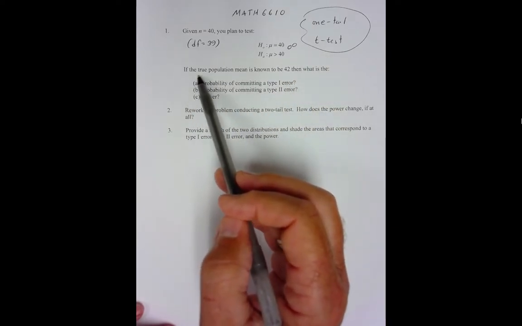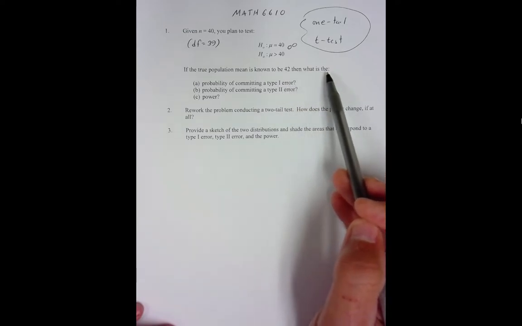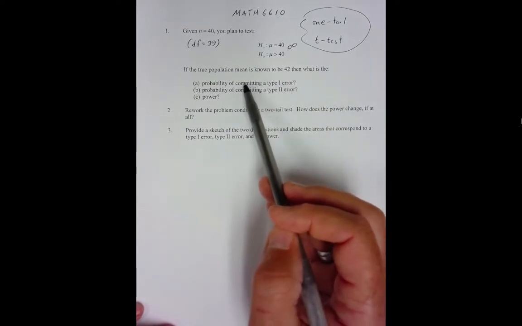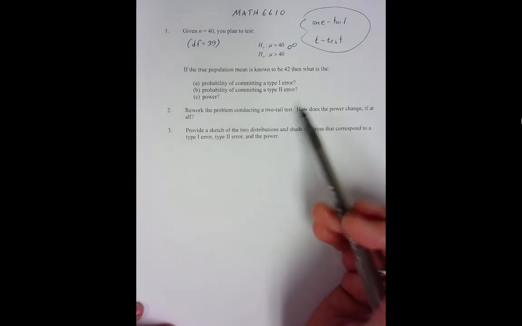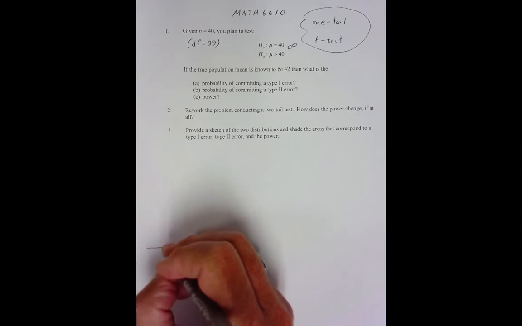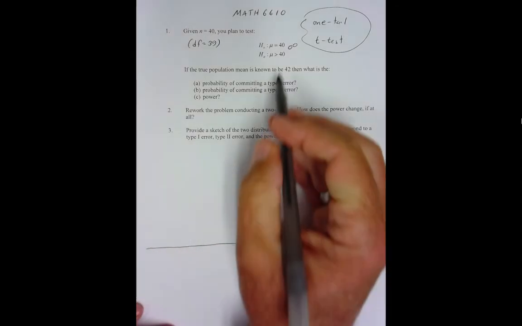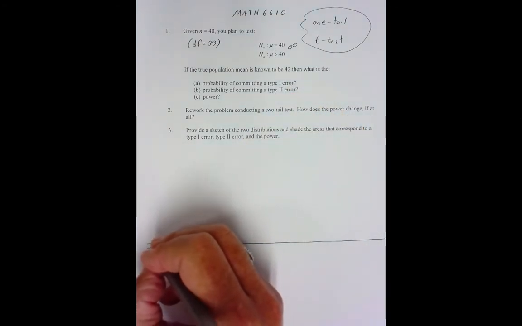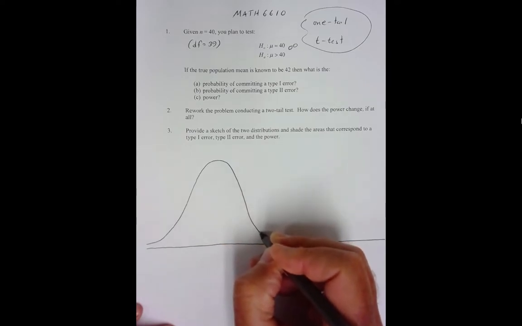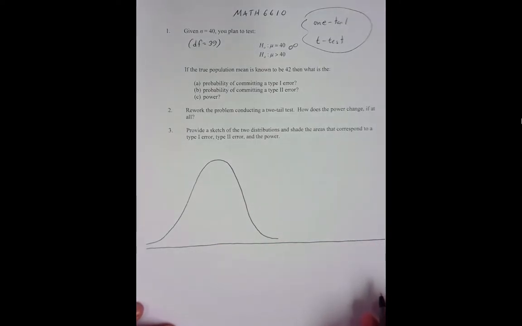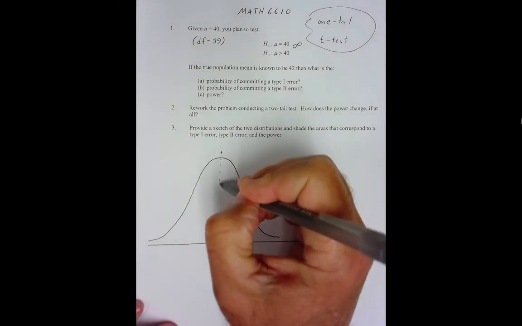So reading further here, if the true population mean is known to be 42, then what is the probability of committing a type 1 error, type 2 error, and power? Well, guys, to work this, we need a really good drawing. So this is the hypothesized distribution, so we assume we are drawing from this distribution unless there's reason to suspect that we're actually drawing from another distribution.